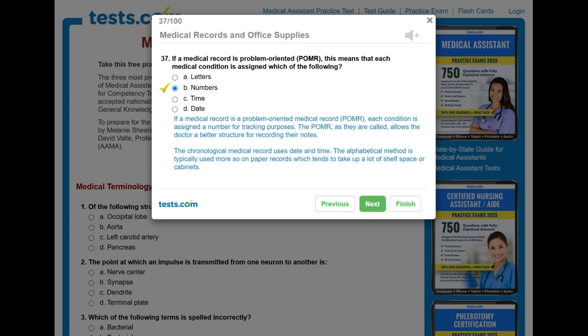The chronological medical record uses date and time. The alphabetical method is typically used more so on paper records, which tend to take up a lot of shelf space or cabinets.